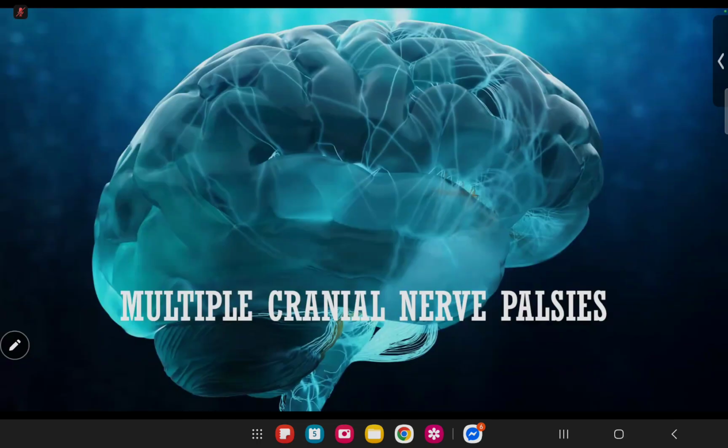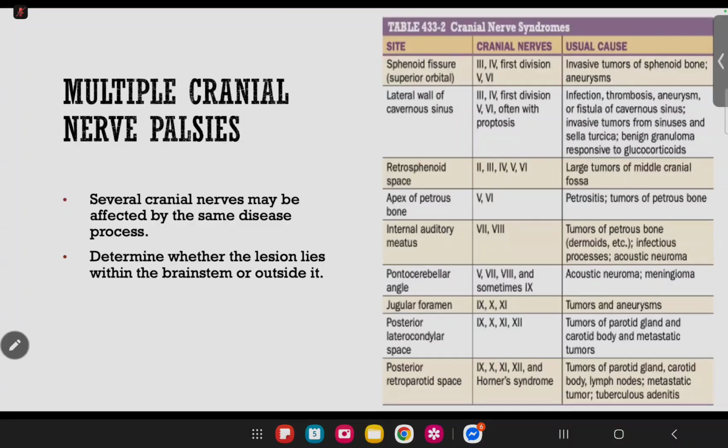So for multiple cranial nerve palsies, several cranial nerves may be affected by these disease processes, as you can see from this table. In this situation, the main clinical problem is to determine whether the lesion lies within the brainstem or outside the brainstem. Just read the table. Okay, let's proceed.